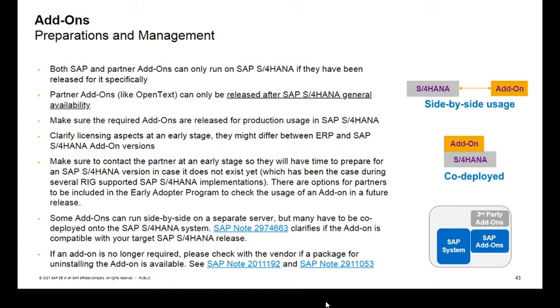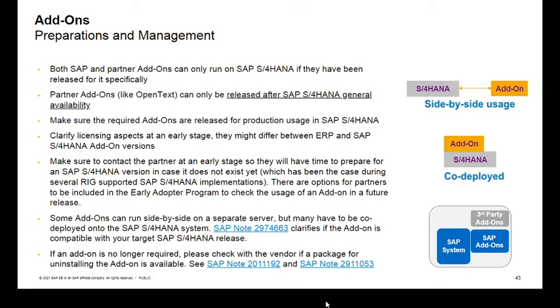There can be some licensing aspects involved, so make sure you also look into those. And in case it turns out that a specific add-on which is important for you is not available yet for the target release and it's a partner add-on, make sure that you contact that partner well ahead in time so that they have a chance to prepare the add-on accordingly in case that would not have been planned for on their side and so on.